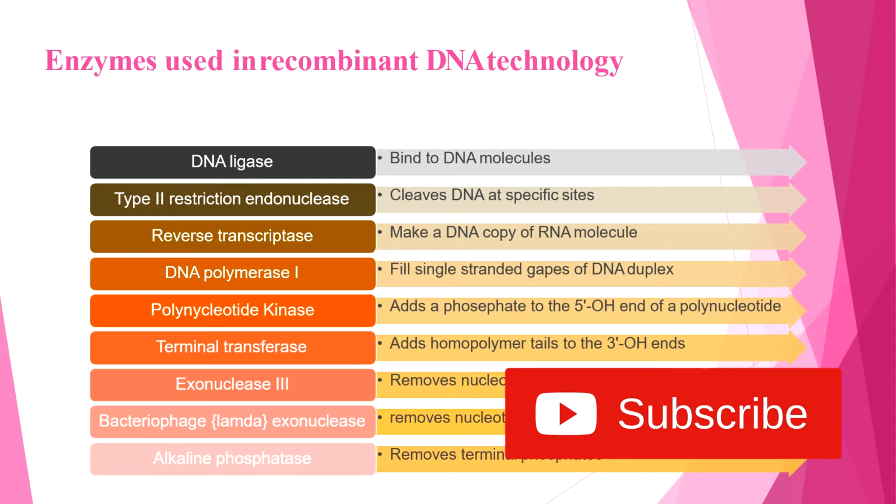Okay. And another one is the bacteriophage or lambda exonuclease, which removes nucleotides from the 5' end. Exonuclease 3 will remove nucleotide residues from the 3' end, whereas the bacteriophage exonuclease removes nucleotides from the 5' end. And another important enzyme used in recombinant technology is alkaline phosphatase. Phosphatase means removal of phosphate group. Okay, it removes the terminal phosphate group.